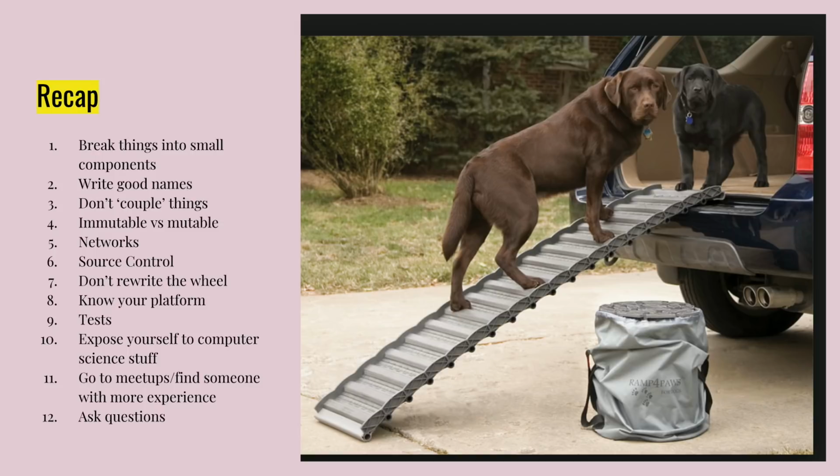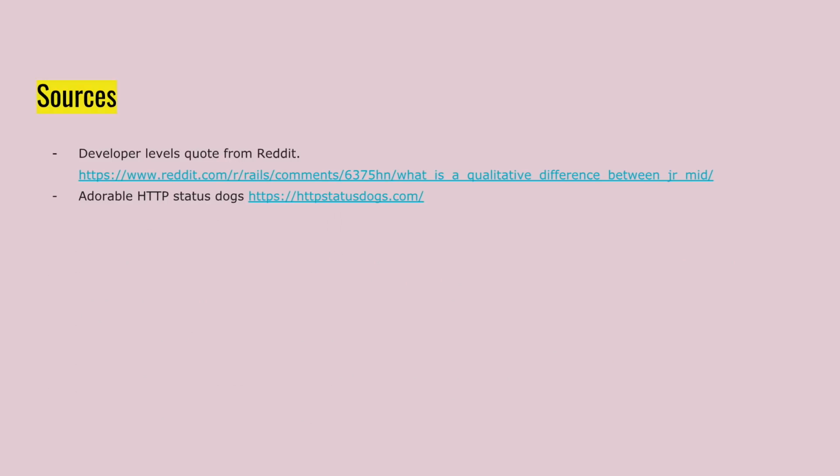But just to recap some of the things that I went over: break things into small components, write good names, don't couple things, know immutability and mutability, networks, source control, don't rewrite the wheel, know your platform, tests, computer science, meetups, questions. A lot of stuff. Basically, if you take nothing else away, ask questions, start to learn the reasons why you do things. I took my definitions off the internet, so these are my sources.